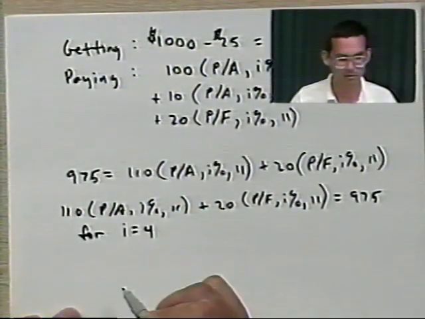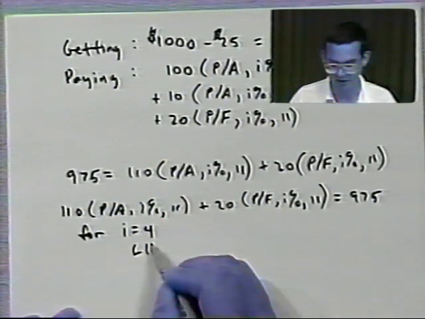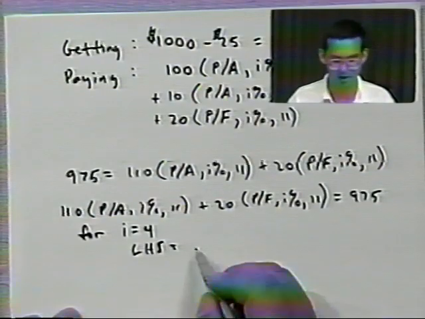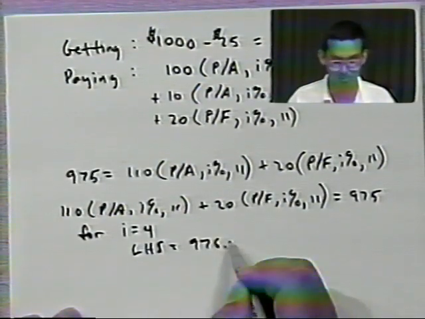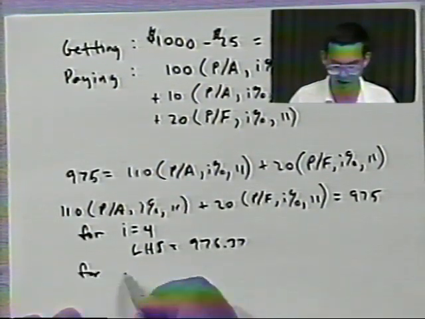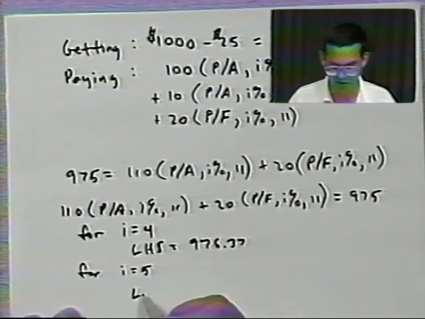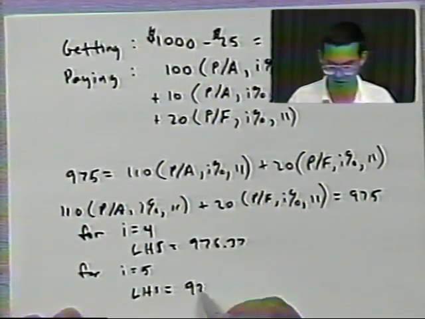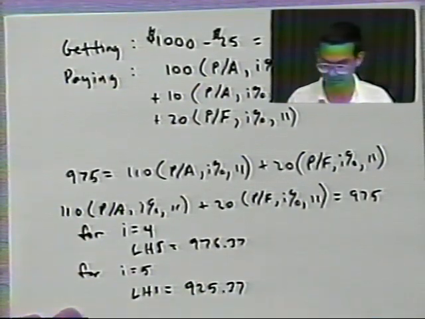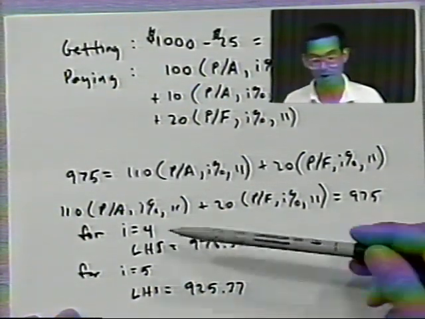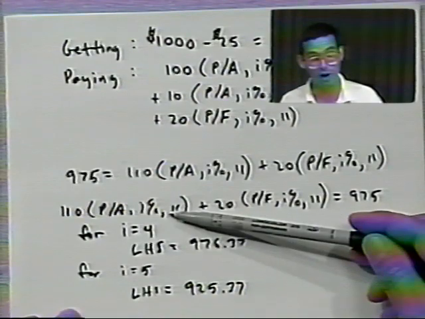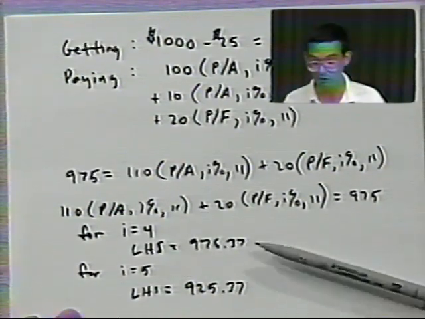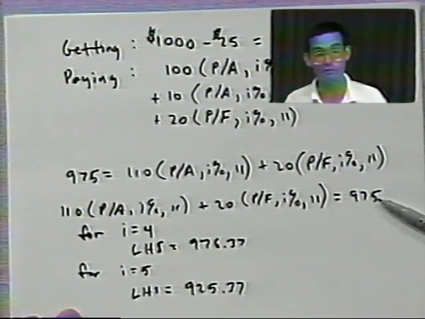equals 4, the left-hand side is equal to 976.37. And for I equals 5, the left-hand side is equal to 925.37. So I did some trial and error to find this I equals 4 and I equals 5. I'm showing you the results of that trial and error. But what we've done is we've bracketed that 975 target.